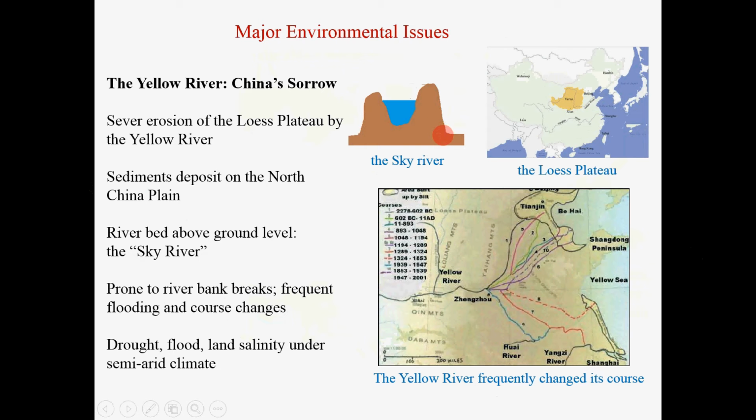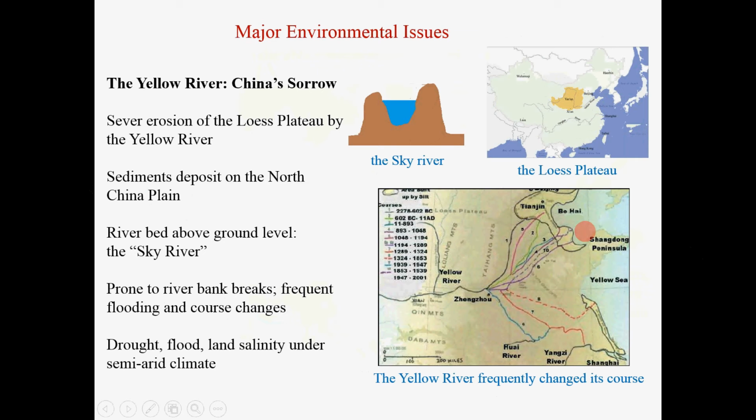That creates a very dangerous situation. If the river breaks the bank, you're going to have a very severe flooding problem. And this kind of flood occurred very frequently in the history of China. So every time you have a major flooding, there's also a possibility that the Yellow River may change the course running into the ocean.